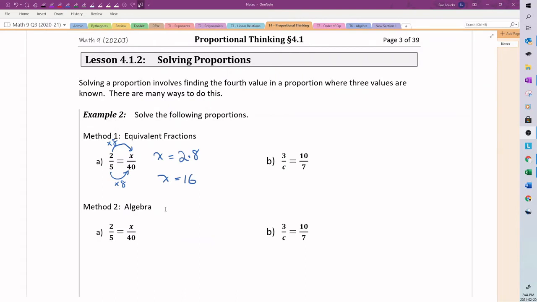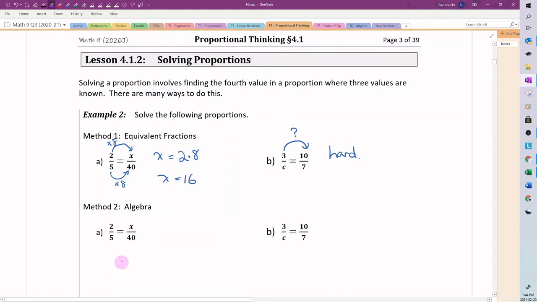Okay, and then if we look at example B, what do you multiply 3 by to get 10? I mean, I could figure it out, but this is hard. This is not actually a good question for equivalent fractions because C is actually going to be a decimal. So it doesn't work well in this situation. Let's look at algebra as a method.